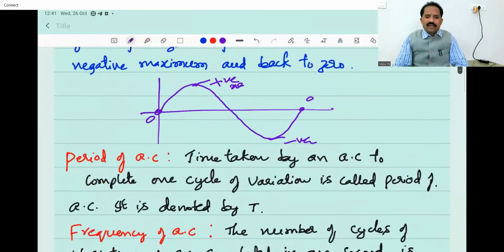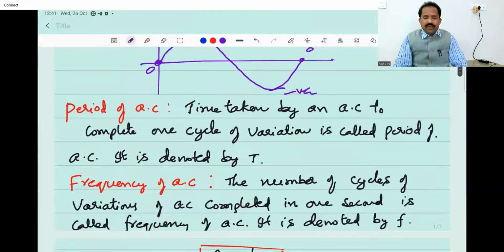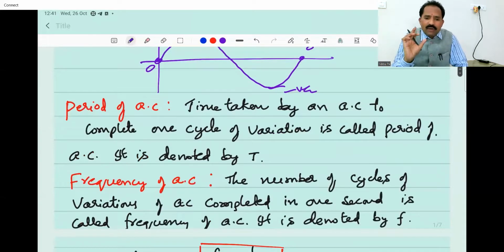Now let us define some terms again. What is called period of AC? The time taken by AC to complete one cycle of variation. Complete one cycle of variation, how much time does it take? That is called period of AC. Time taken by an AC to complete one cycle of variation is called period of AC. You must write the word AC. It is denoted by T, you must write capital T.